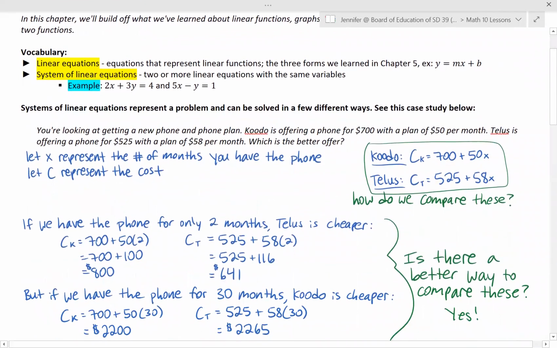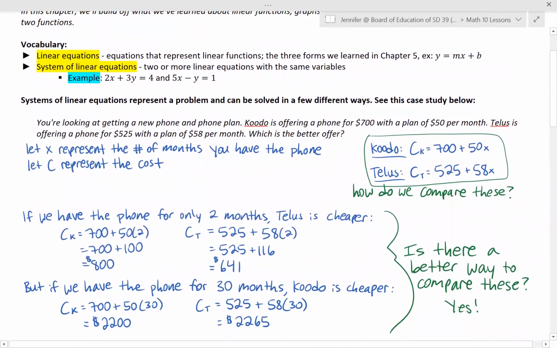But what if you have the phone for 30 months? That's just under 3 years. It's like 2.5 years. In that case, Kudo is actually cheaper. With the same logic, I replaced x with 30, and I found that Kudo would be actually slightly cheaper over 30 months than TELUS. So yes, this is helpful information, but what if you have the phone for 20 months or 25 months? Are you going to do this calculation every time? You don't know how long your phone is going to last. So how can you actually compare which plan is better?